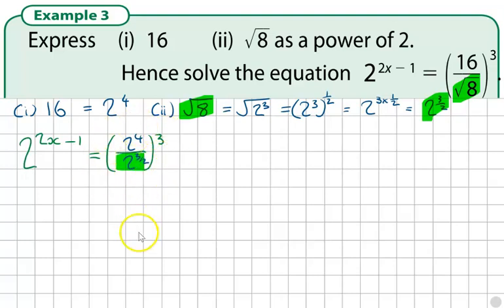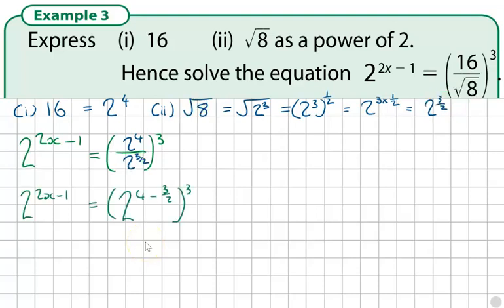So now I need to tidy up the right-hand side. So the left-hand side stays the same. And then on the right-hand side, I was dividing powers with the same base, so I subtract the powers. So 2 to the power of 4 divided by 2 to the power of 3 over 2 becomes 2 to the power of 4 minus 3 over 2. So dividing powers with the same base, we subtract the powers. Now I have to bring down the brackets and the power of 3, so I'll come back to that in a minute. So now just focusing on what's inside the brackets.